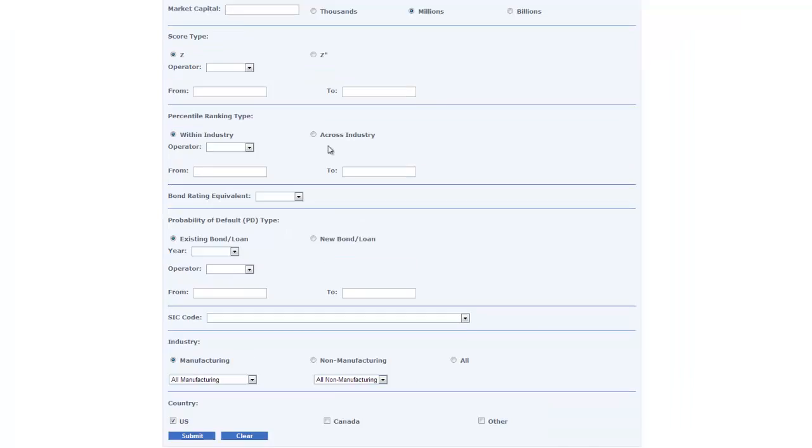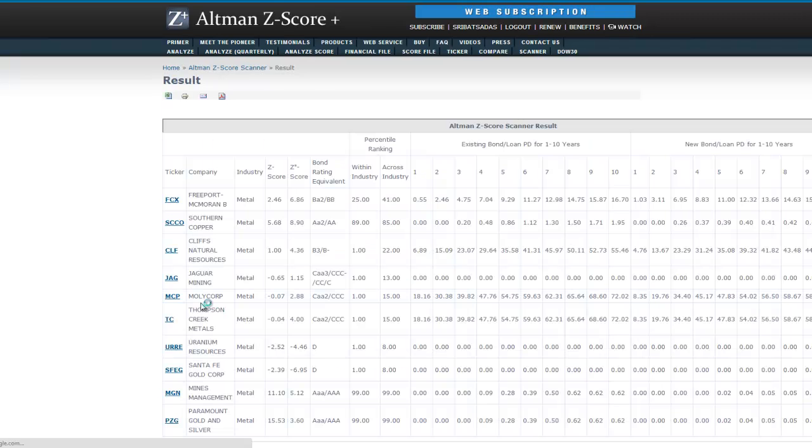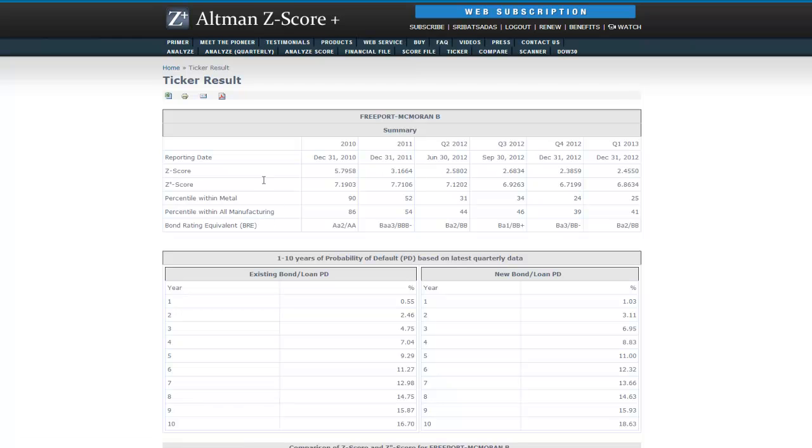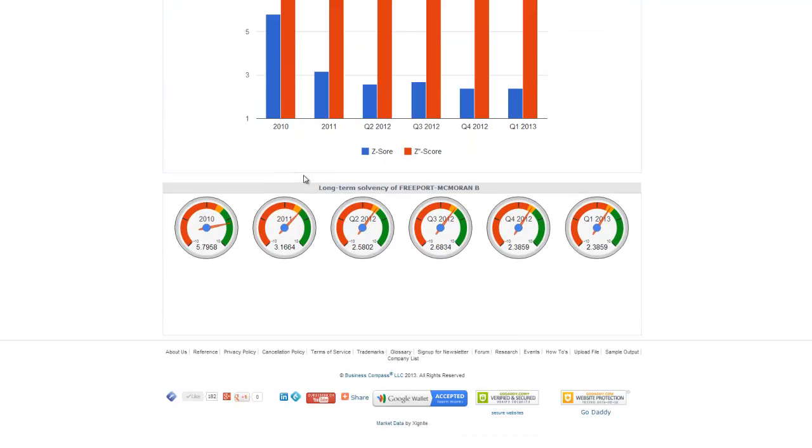So let me take a look at the SIC code. So let's look for the metal and mining companies. So here we have a list of companies, the scores, bond rating equivalent, percentile ranking, default probabilities. We click on the company ticker symbol. That gives us the 3 years of historical data, as we have seen when we looked at ticker.